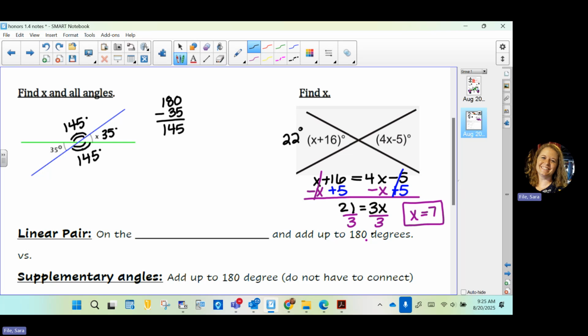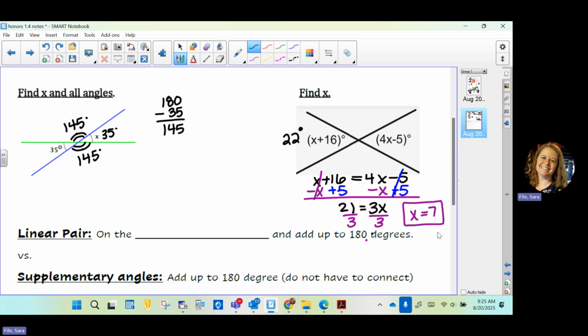Okay, it's self-checking, because if I plug this in, what should this also come out to? Yeah, because these are supposed to be congruent. If I plug this in and it doesn't come out to 22, that means I made a mistake in my solving. So it's a good way to check yourself, even if they didn't ask you to do it.